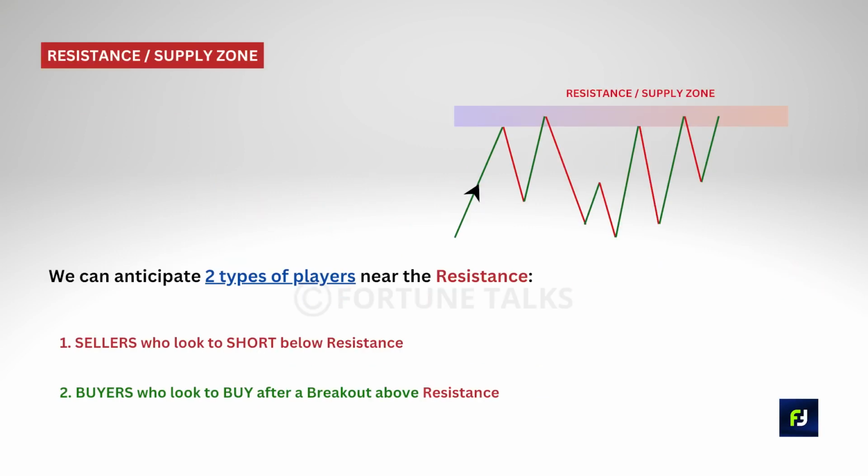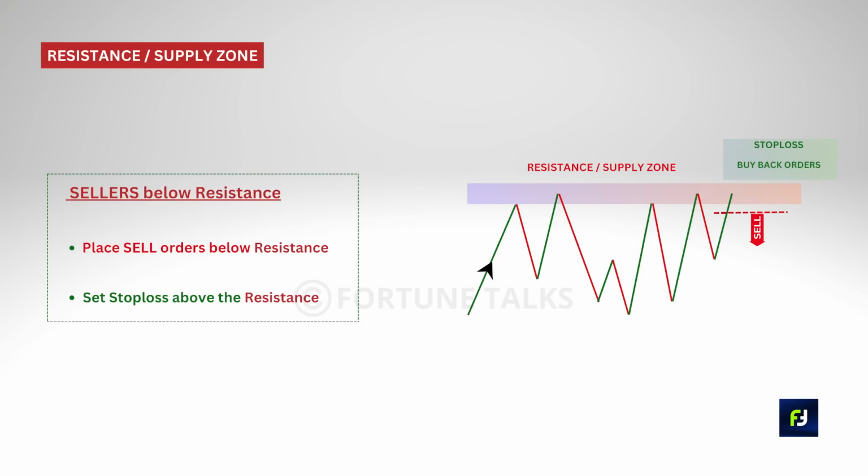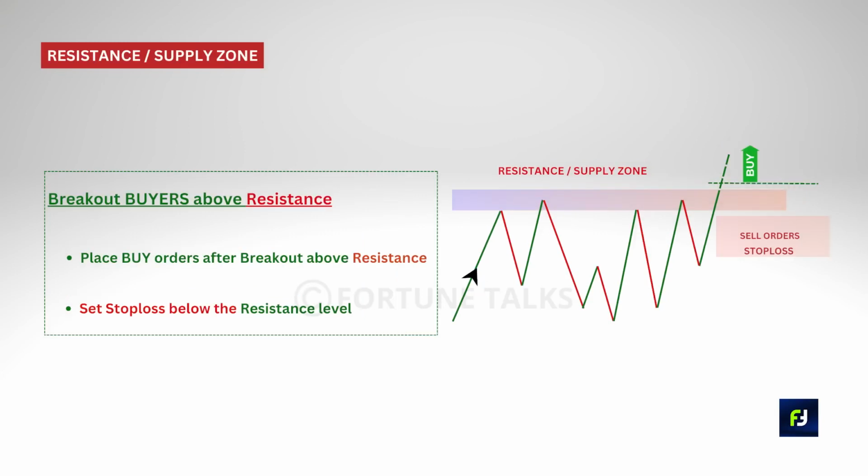The same action plan happens in the case of resistance levels also. Here also there are two players. There are sellers who look to take advantage of a reversal from the resistance level so as to initiate a short position at or below the resistance. They will set their stop losses somewhere above the resistance level. Then there are buyers who are looking to benefit from a breakout above the resistance so as to buy above the resistance. These guys will set their stop losses below the resistance in the event of a breakout.